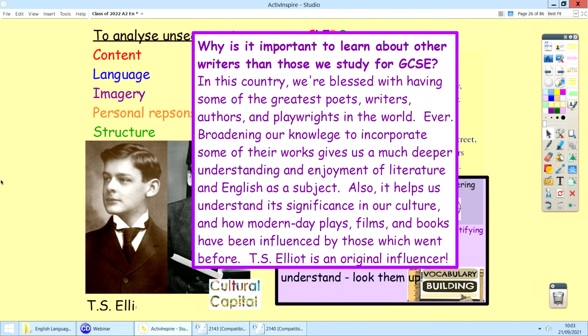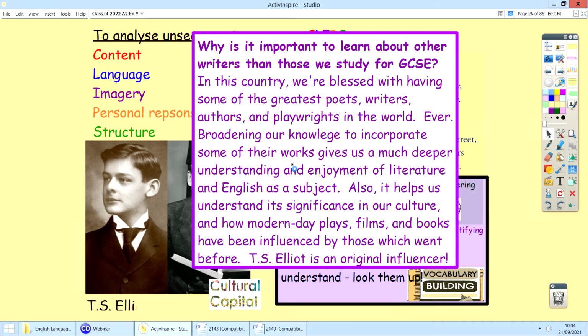So why is it important to learn about other writers than those we studied just for GCSE? In this country, we are blessed with having some of the greatest poets and writers and authors and playwrights in the world ever. Broadening our knowledge to incorporate some of their works gives us a much deeper understanding and enjoyment of literature and English as a subject. Also, it helps us understand its significance in our culture and how modern day plays, films, books, music have been influenced by those that went before.